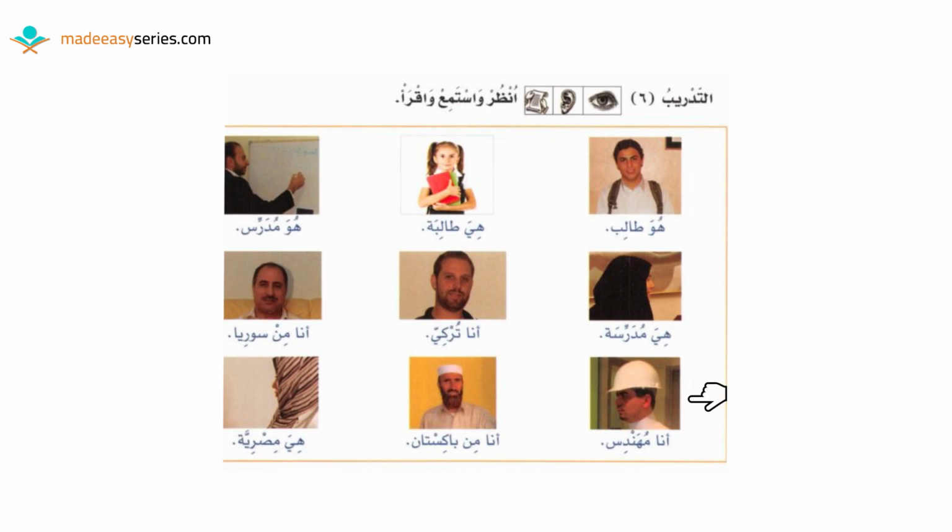Then we have here أنا مهندس. أنا مهندس means I'm a male engineer. Then we have أنا من باكستان. أنا من باكستان means I'm from Pakistan. And the last one we have هي مصرية. هي مصرية means she's an Egyptian female national.